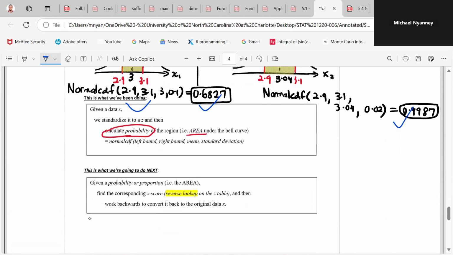Now we are given a data S, and we standardize it too. So what we've been doing is that we are given a data, then we can standardize it to a Z and then calculate the probability of the region, that's the area under the bell curve, using this formula. So we give our data, then we calculate probabilities. But what we're going to do at 5.4 is that we'll be given the probability and we'll be asked to find our S back or our Z back. So we are using the inverse.